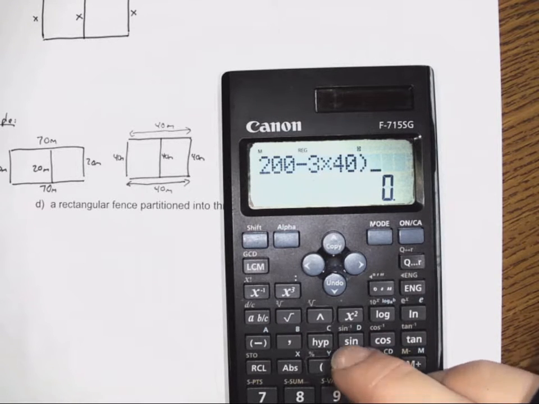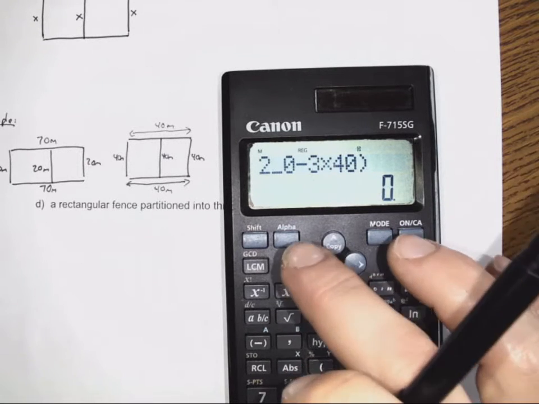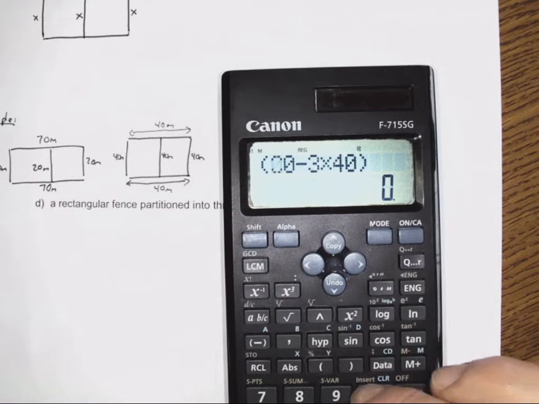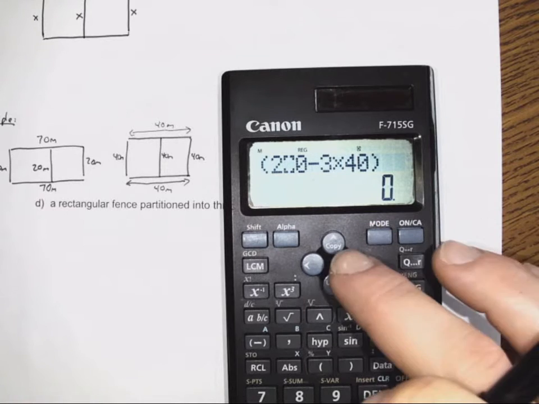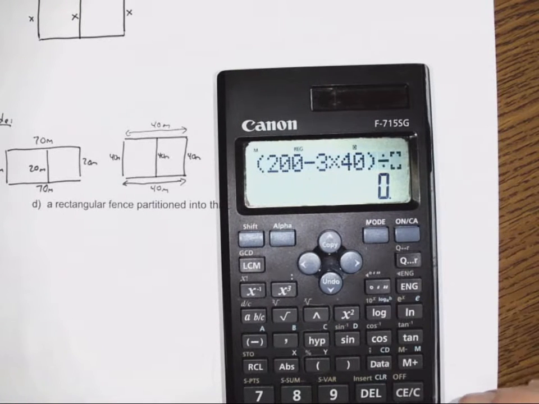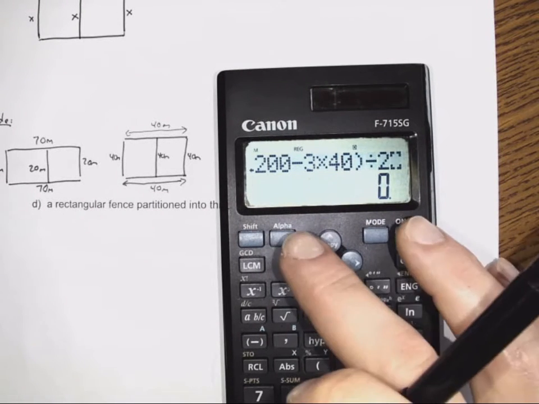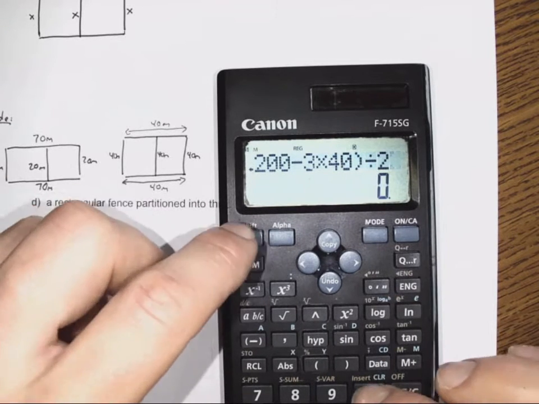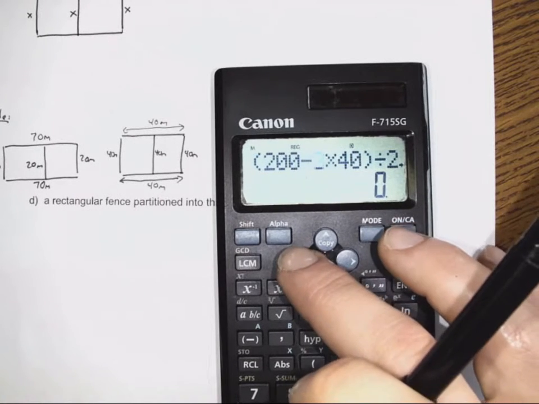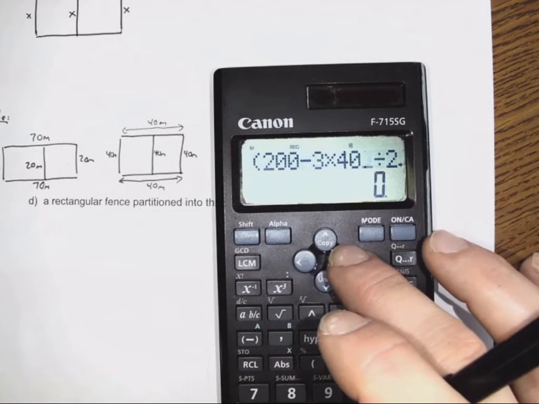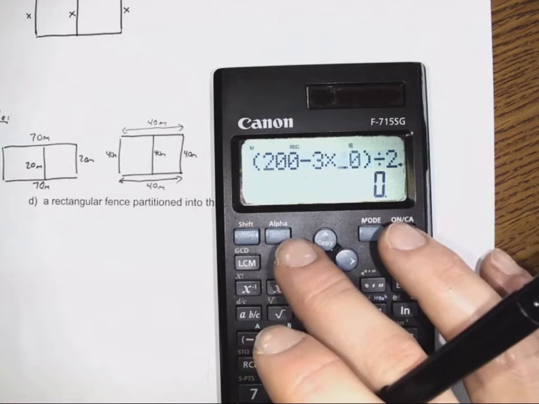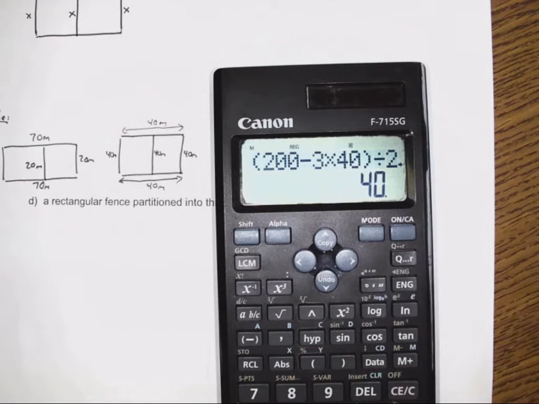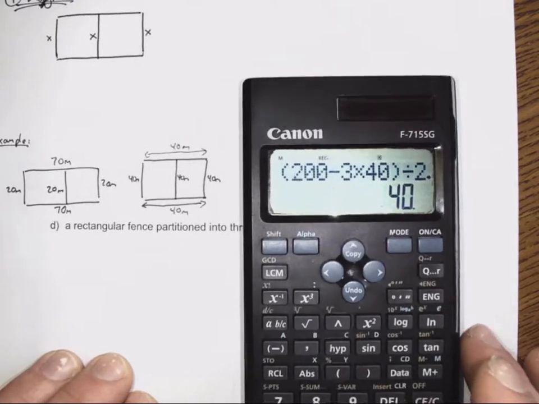If I want to keep that all in a calculator, I might just put brackets around that. Okay, insert 200. And then I divide it all by 2. Okay. Oops, okay. So there's the whole idea. 200 take away 3 times my side length and divide it by 2. And equals 40. Right, okay, so that is what I did.